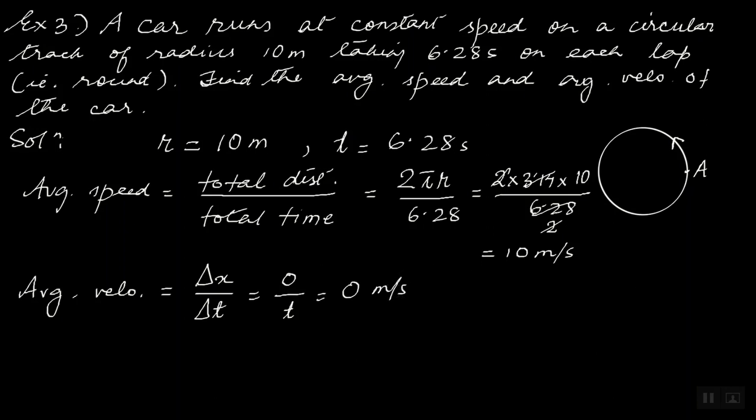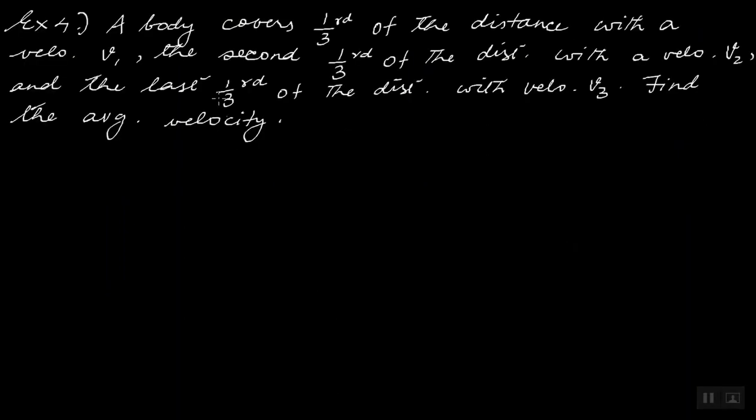Okay. Let's go to the next problem. A body covers 1/3 of the distance with a velocity v1, the second 1/3 of the distance with a velocity v2, and the last 1/3 of the distance with a velocity v3. Find the average velocity. So if you have such a problem, the best way to do is to draw this line.